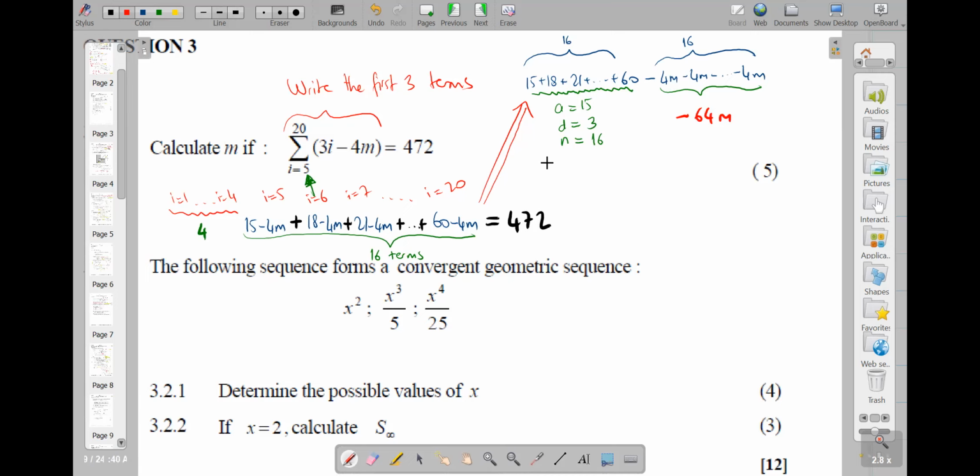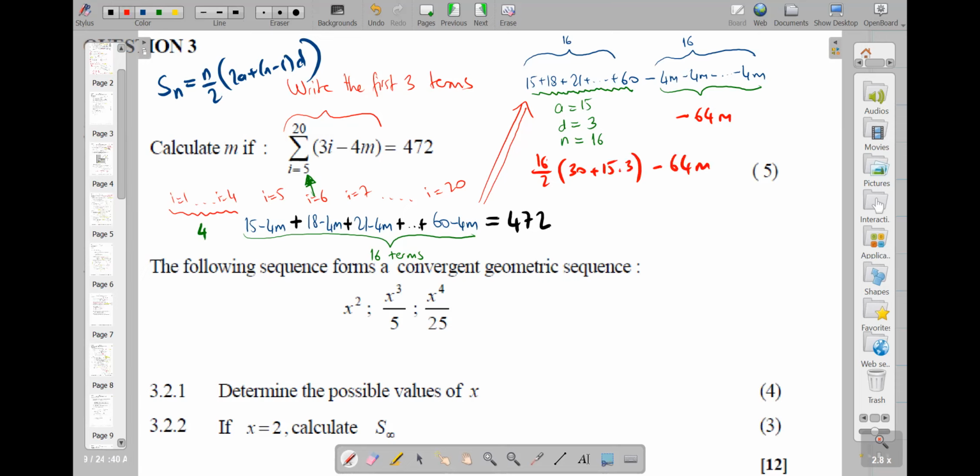So what was the formula? n over 2. That is 16 over 2. Okay, let me write the formula on the side so you can see what the Sn formula is, if you forget: n over 2 times 2a plus (n minus 1)d. So I'm going to use this formula. n over 2 is 16 over 2, times 2 times a is 30, plus n minus 1 is 15, times 3, minus 64m.